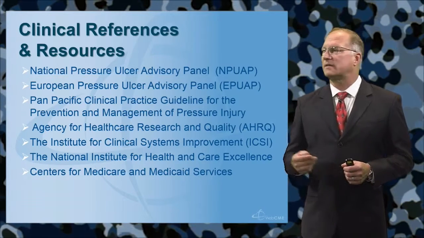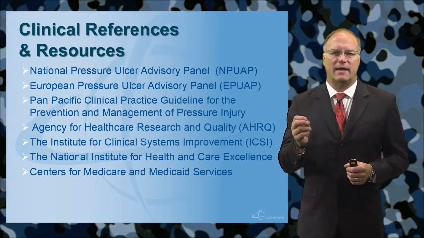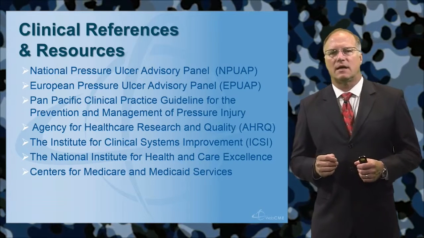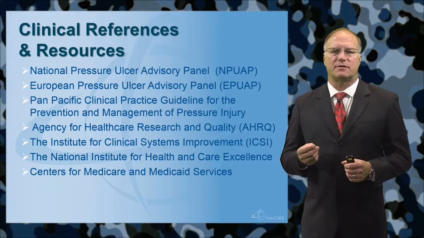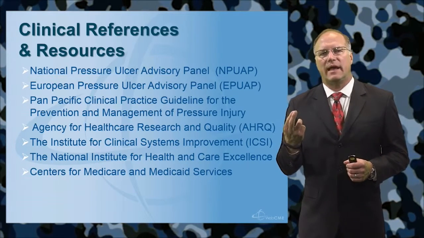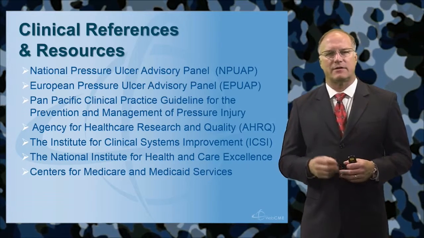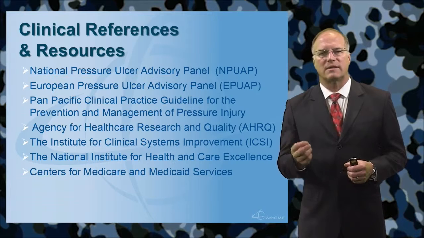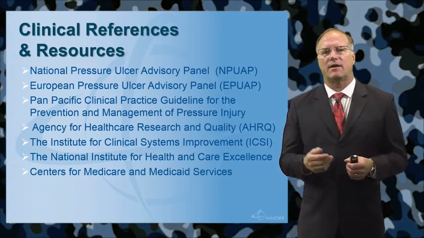The first two big organizations are the National Pressure Ulcer Advisory Panel and its sister sitting across the Atlantic Ocean, the European Pressure Ulcer Advisory Panel. These two agencies have worked closely for the past several years, and they're becoming more and more closely aligned on all of their policies and all their publications and all their doctrine.